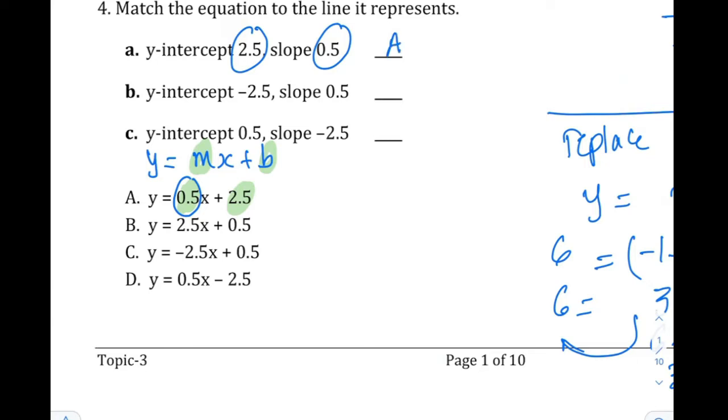For B, y-intercept is negative 2.5, and this is the only equation with the y-intercept negative 2.5, so this is definitely D. And the last one, y-intercept is 0.5, both of them 0.5, but the slope written is negative 2.5, so we will choose this one, so that means we are choosing C. Done.